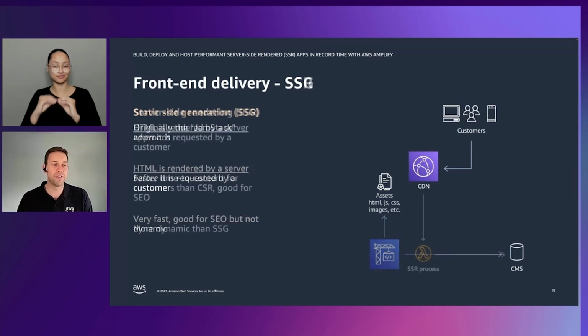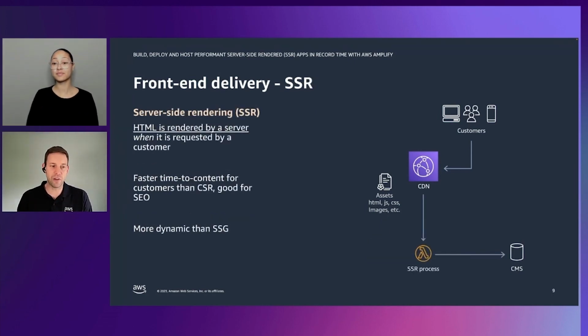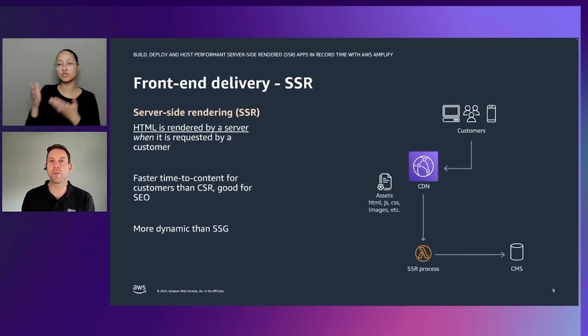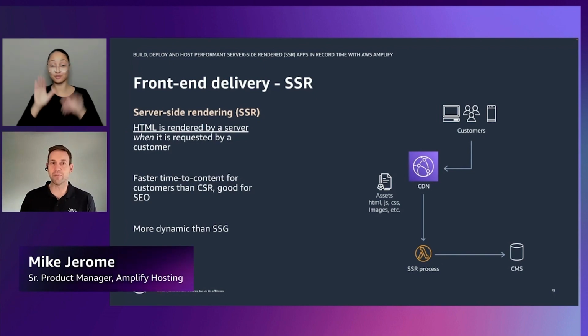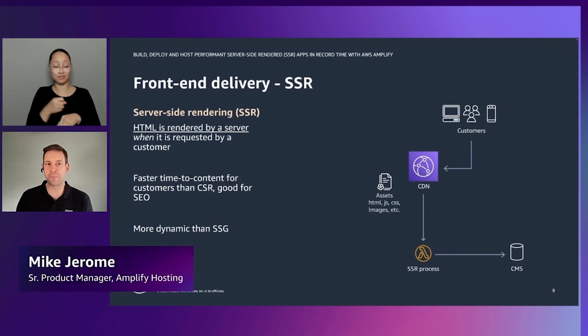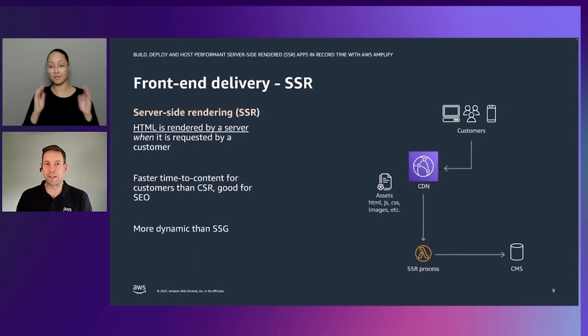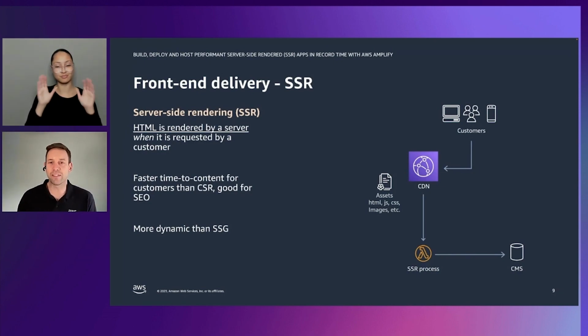Now, there's a third option, SSR, and this is where we still have the rendering done by a server rather than by the customer's device, but we do it when it's requested by the customer rather than beforehand. So this is great because you get a faster time to content for customers compared to the CSR, and it's great for SEO, and it's more dynamic than SSG. So it's kind of like the Goldilocks approach.